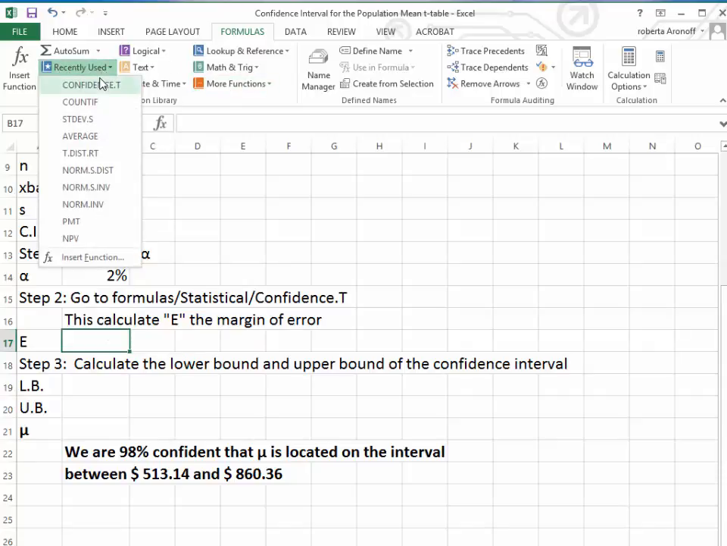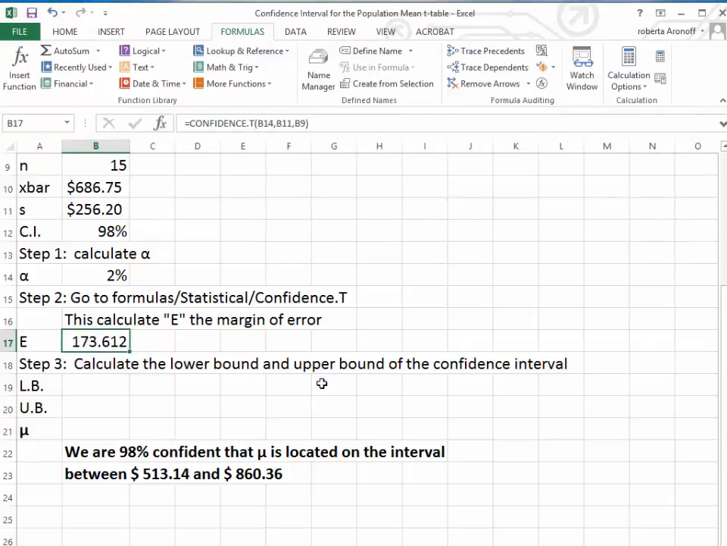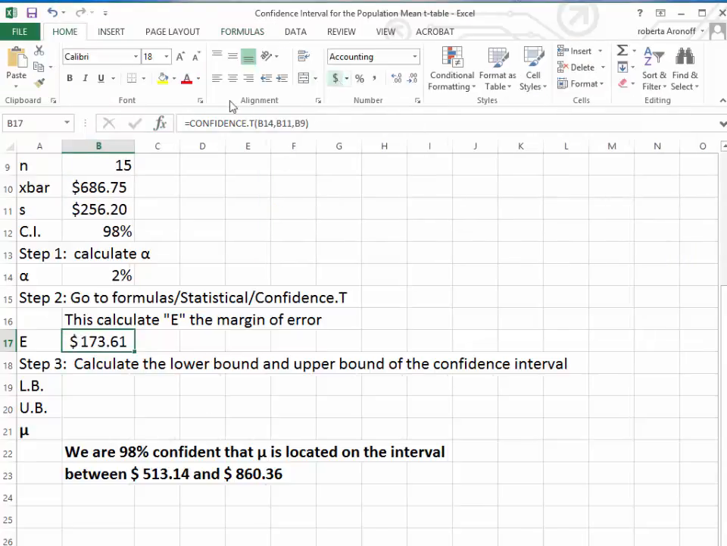And this time we can use recently used because we just used it. We put down our alpha, which is 2%, the sample standard deviation, which is $256.20, and the sample size is 15 accounts. I'm going to change this to money. That tells us that we are looking at $173.61 either above or below the sample mean.